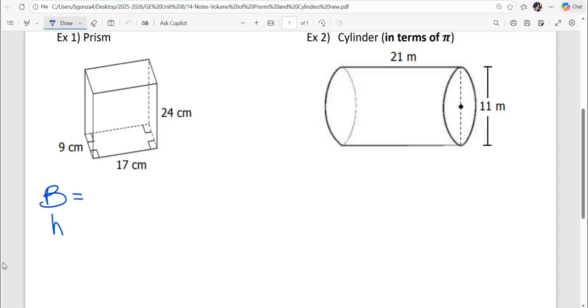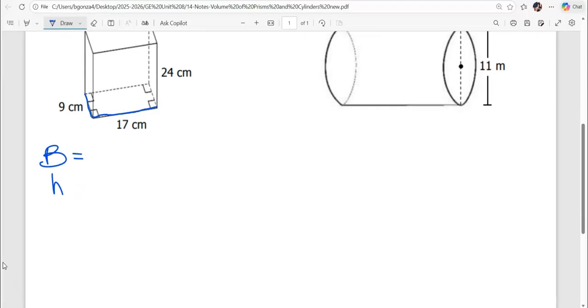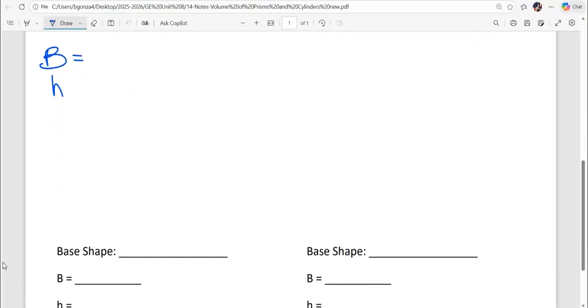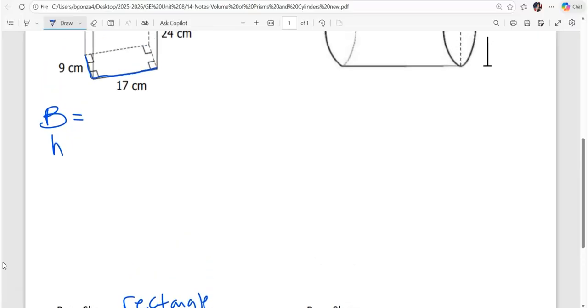So this shouldn't be a hard question, but last period must have been tiring. How do I find the area of this base? By the way, what's the shape of this base? It is a rectangle. You can write that down right here. Rectangle, okay? How do I find big B, the area of a rectangle? What do I do with the 9 and the 17?